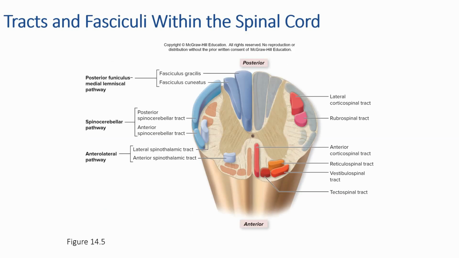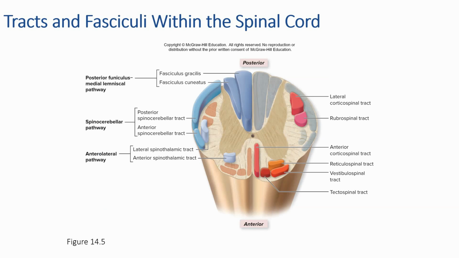You do not need to know this for the test. This is just for an example here. But the spinal cord is very, very highly organized. You can see all these red areas here, and these are descending motor pathways, and then the blue is going to be ascending sensory pathways.